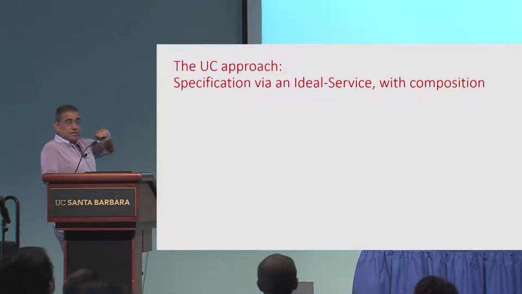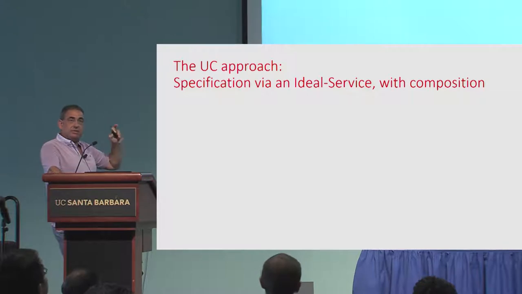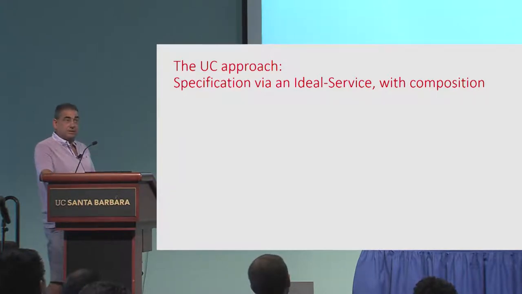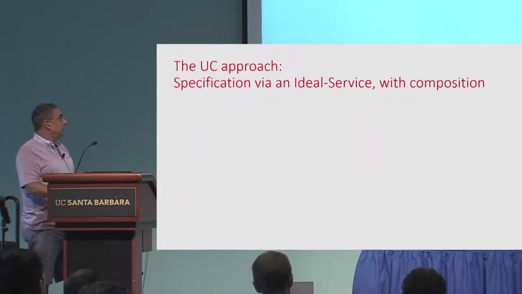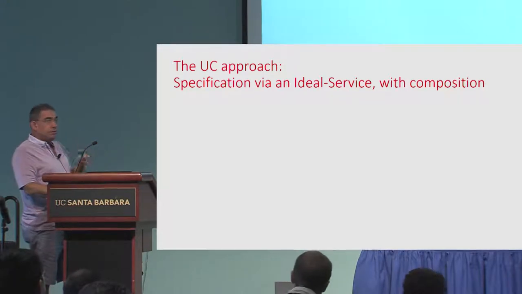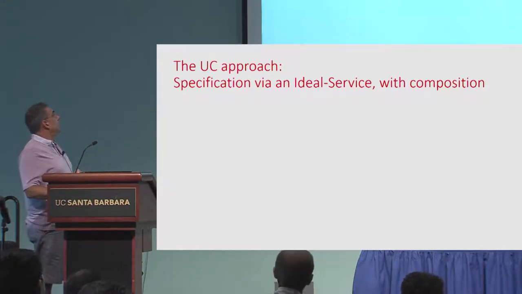So the UC approach is to do something that you can use as an off-the-shelf subroutine, as you would do in any programming language, a library of subroutines. You do it just with security. So let me just say, what is the idea?